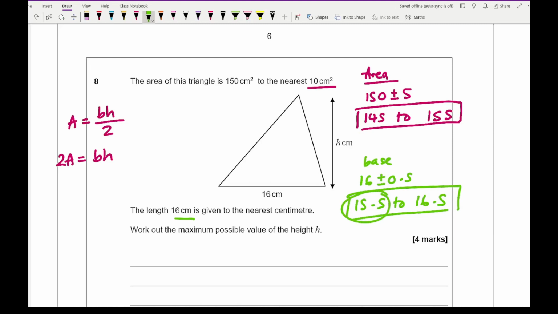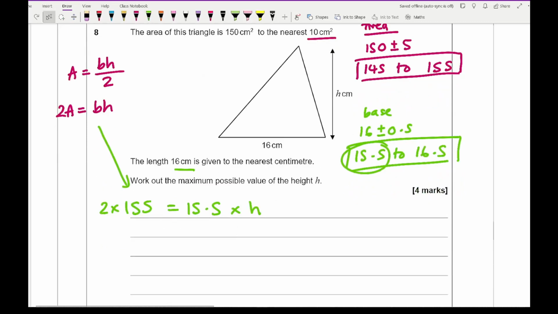So from this I've got 2 times 155 equals the smallest value, which is 15.5 times h. Then working this out, I get 310 equals 15.5 times h. So h equals 310 divided by 15.5, and that gives me an answer of 20.